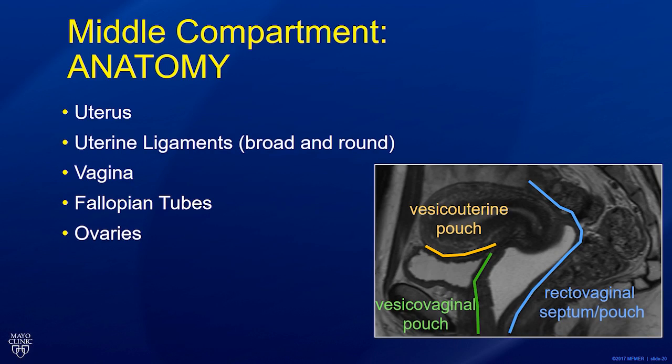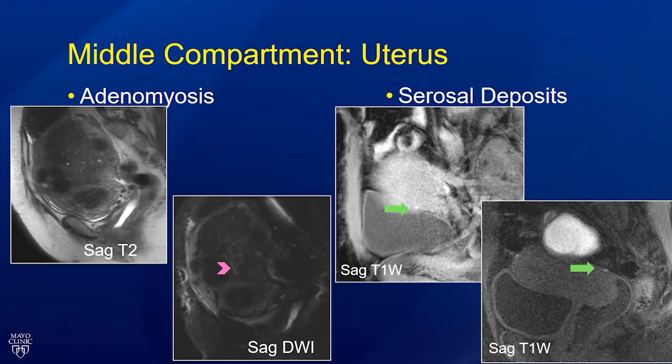Next, moving on to the middle compartment. So this is the area that we all have a tendency to look at immediately, involving the uterus, the uterine ligaments, the vagina, the fallopian tubes, and of course, the ovaries. So first thing we're going to look at is the uterus. So adenomyosis is highly associated with endometriosis, and we can see in this individual here on the sagittal T2 weighted imaging, this ill-defined area of hypointensity with lobulations and internal areas of T2 hyperintense cystic change, and it can be very difficult to identify the endometrium in this presentation.